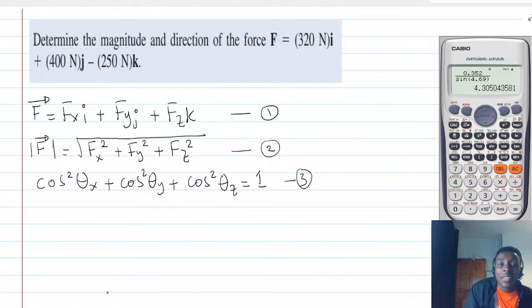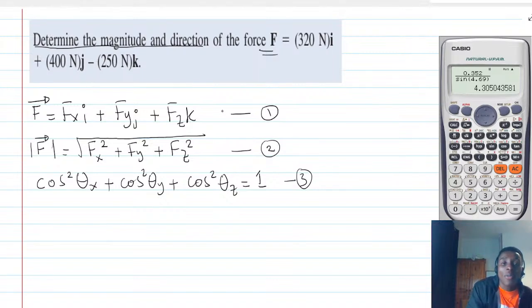All right. So let's start with the question. The question said determine the magnitude and the direction of the force. So this is the magnitude, this is the direction of this force. This is just the force represented as XYZ. Our task is to find the magnitude and the direction. So let's try and find the components.